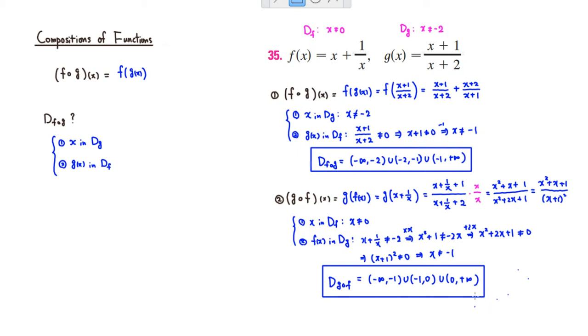So you have to make sure that the second one is going to be the inside, and the first one is going to be the outside function. So in g of f, f is the inside function, and if you have f of g, g is the inside function. All right, that's it. I hope that this was clear.